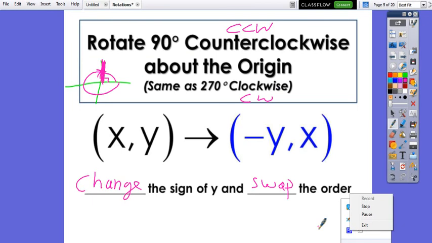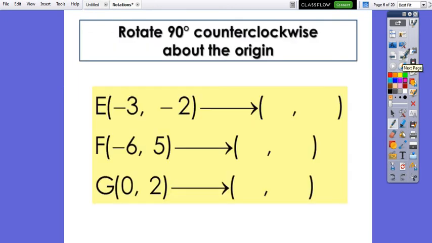All right, so let's look at some examples of this. We want to change the sign of Y and swap the order. So the -3, the x value, doesn't change. But the -2 will be the opposite. So what will this become? Yep. Okay, what's the next one? -5, -6. Yep. What's the next one? -2. There you go. It's all about the rules, guys. I'm not making you memorize them. All right, let's move on.